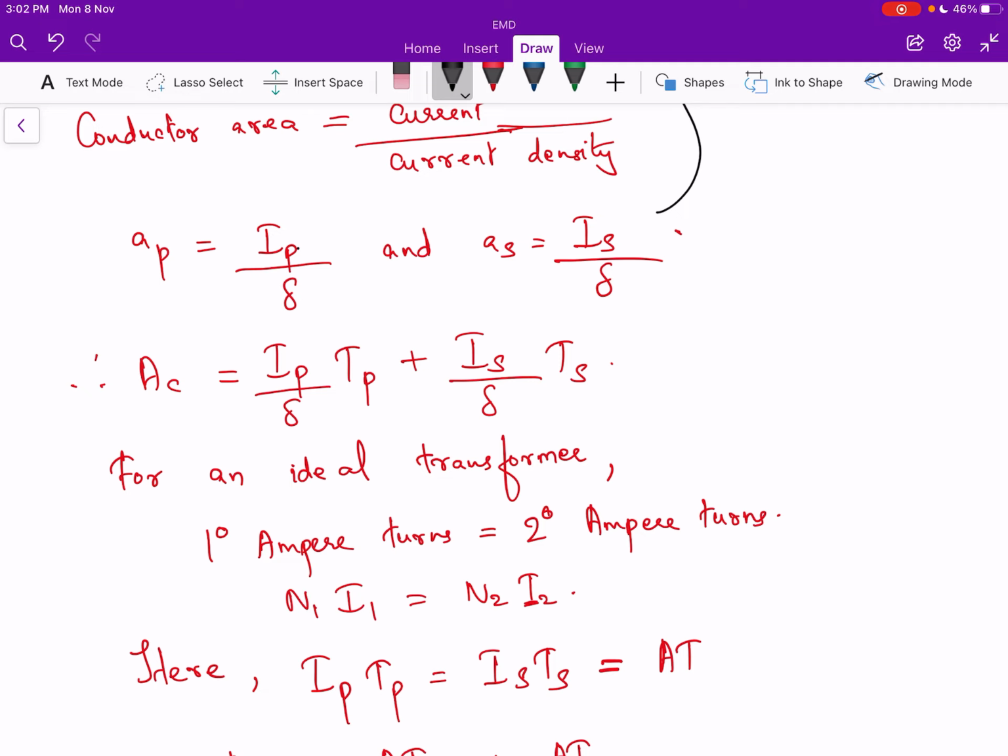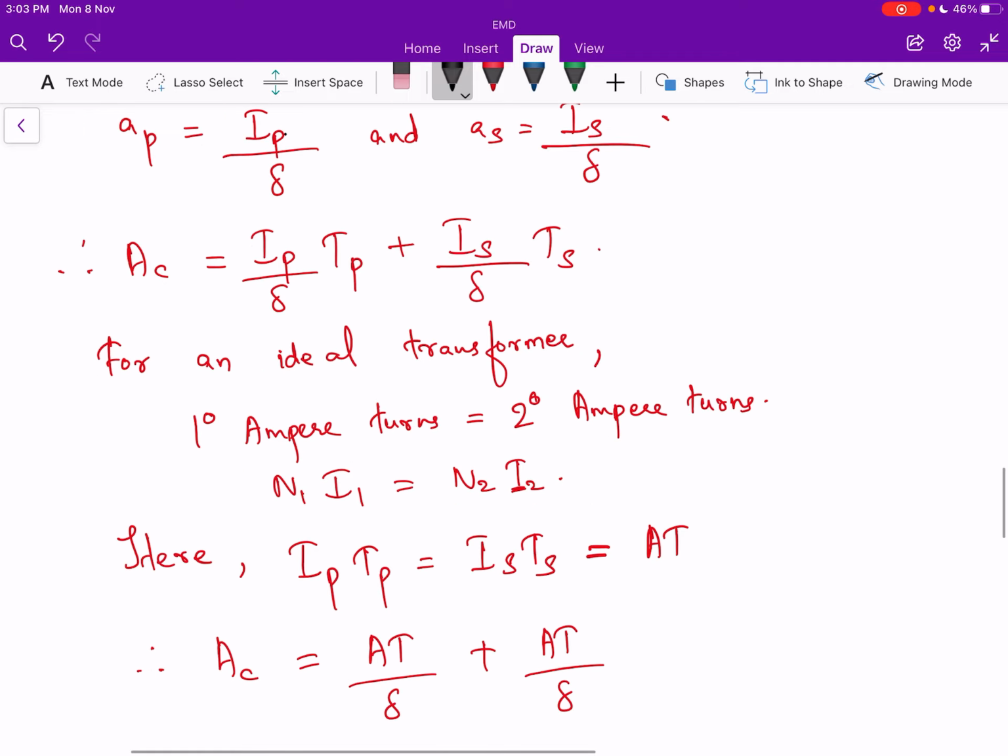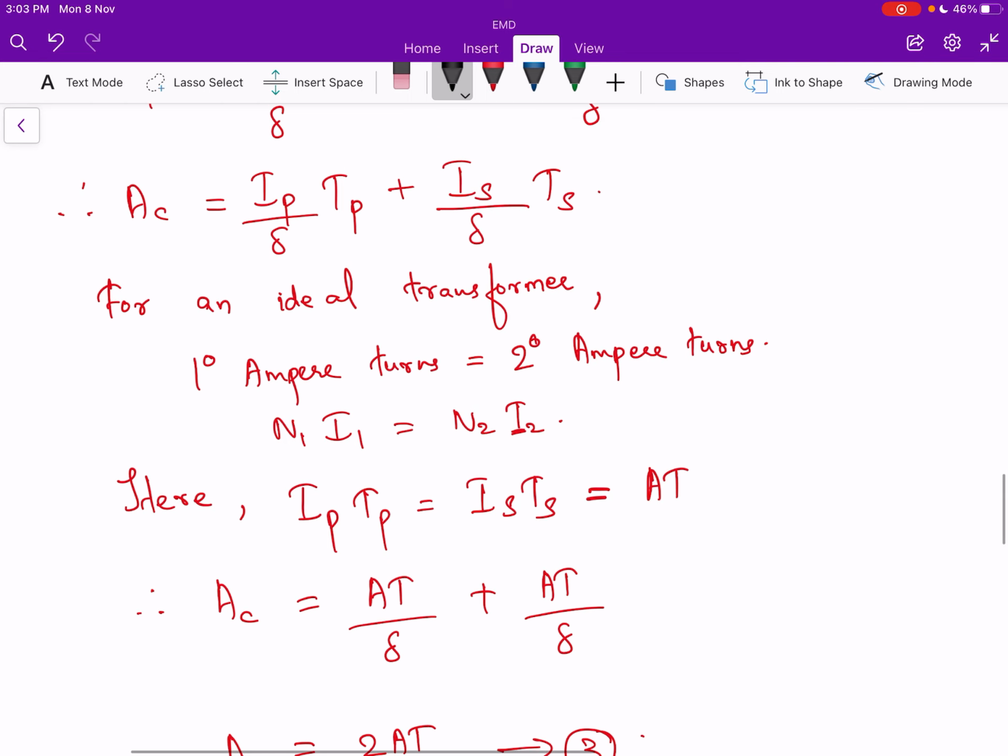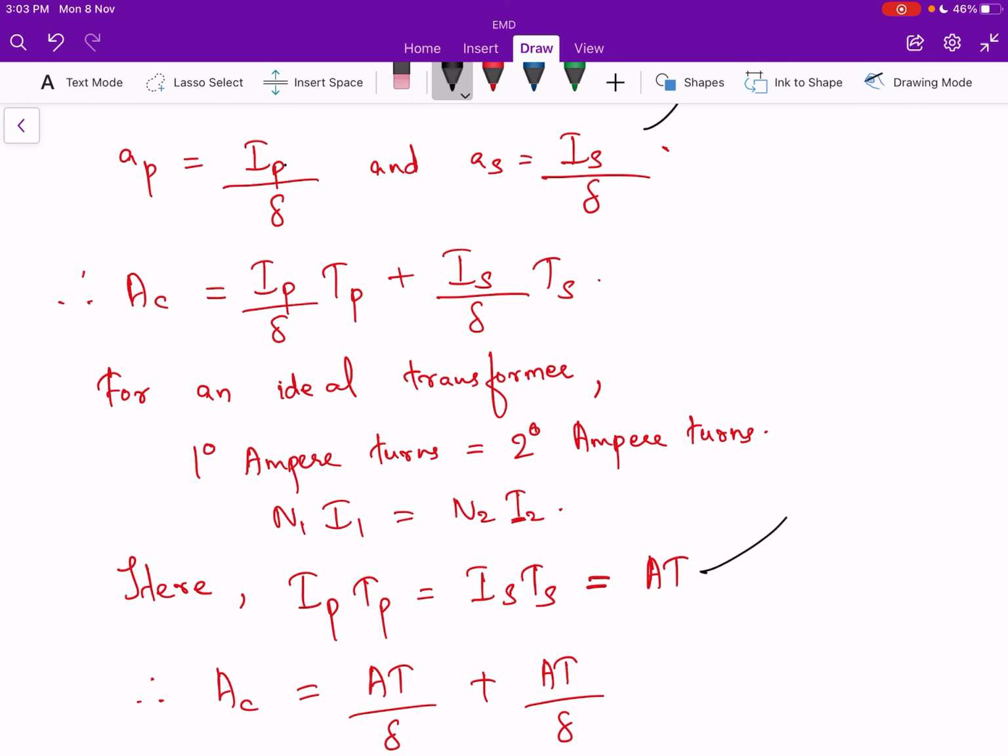Here in this case, instead of N1 we have denoted TP, and instead of I1 we have denoted IP. So we can write TP IP, that is the primary ampere turns or the primary MMF, is equal to the secondary MMF or the secondary ampere turns, that is equal to IS TS. So it is equal, and that is equal to the ampere turns, which is 80. So instead of IP TP we can write 80, and instead of IS TS we can write 80.